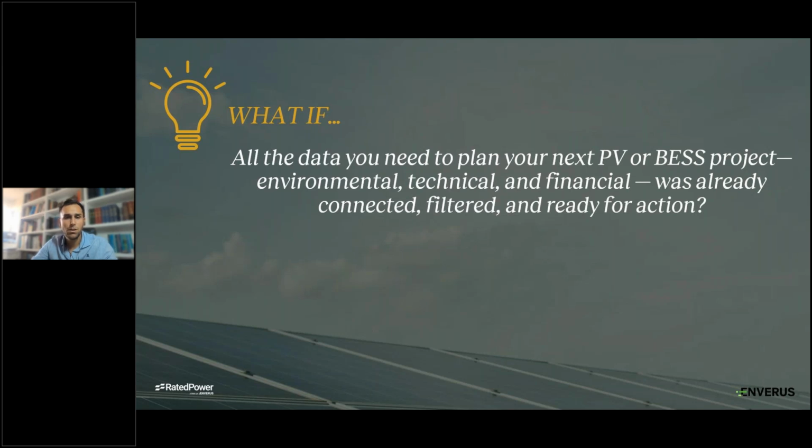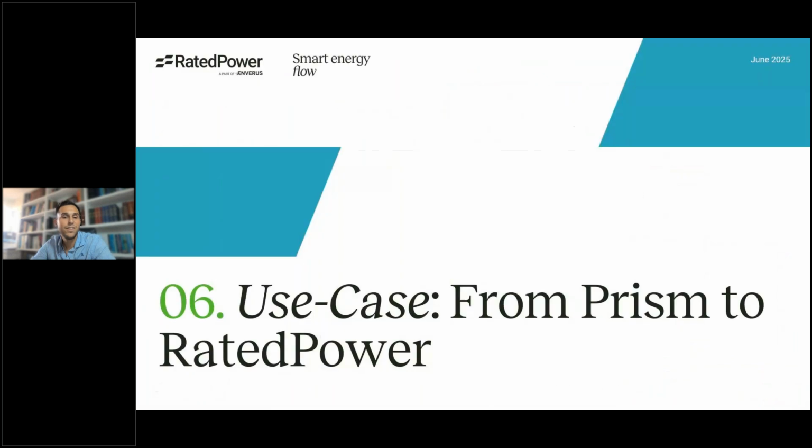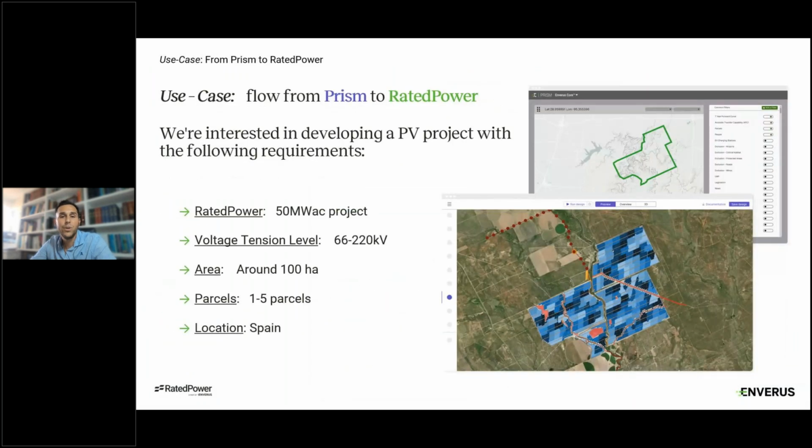Okay, so I think we can continue with the Prism presentation. Let me go back again to the specific slide of Prism, which is the use case. So nice, we have this exercise of a 50 megawatts AC project, a voltage tension level between 66 and 220 kilovolts, and using an area of 100 hectares between 1 to 5 parcels.